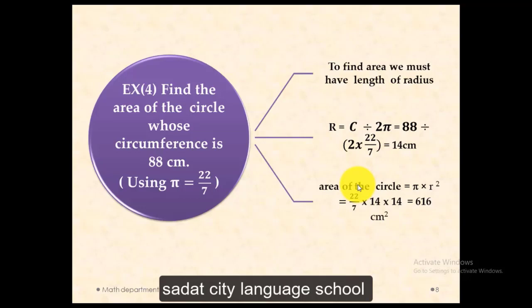How can we find the area of the circle? Area of circle equals pi times radius power 2. So pi equals 22 over 7, radius equals 14, 14 times 14. The result equals 616 centimeter square.